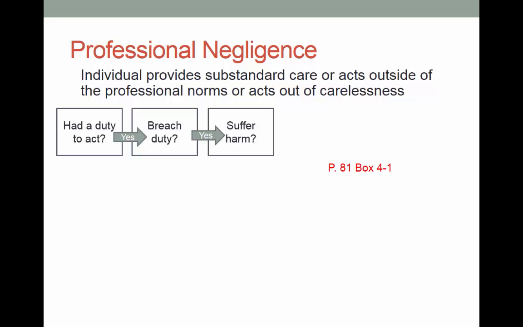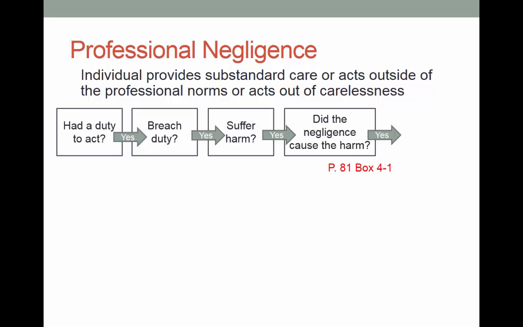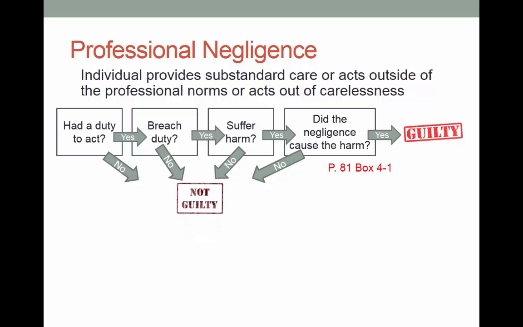Remember that harm can be in many different forms. They could include physical, emotional, psychological, financial, quality of life, or many other forms of harm. If this has happened, as well as the first 2, then we need to find out if the negligence caused the harm. There has to be a causal connection between your actions and the final outcome. If the negligence did cause harm, then we have a guilty verdict. If we answer no to any one of these 4 items, then the person is not guilty.